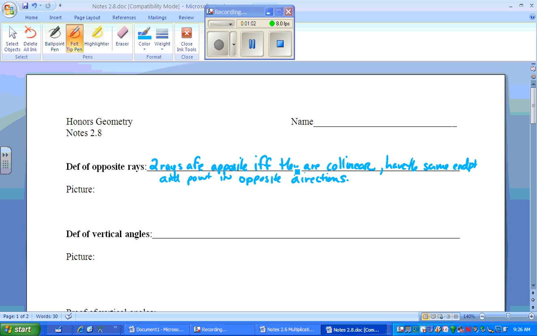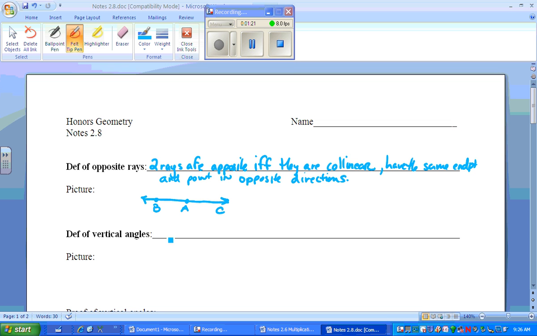All right. A picture representation would be if we had ray, let's say AB, and then we had ray AC. Those would be opposite rays of each other.